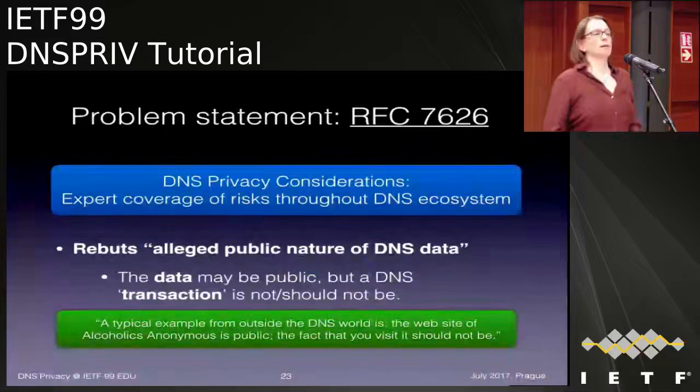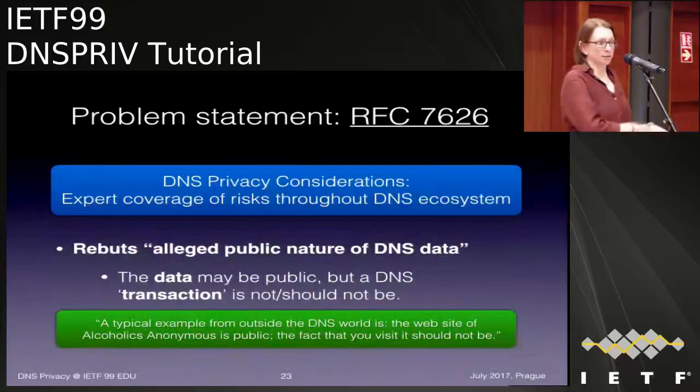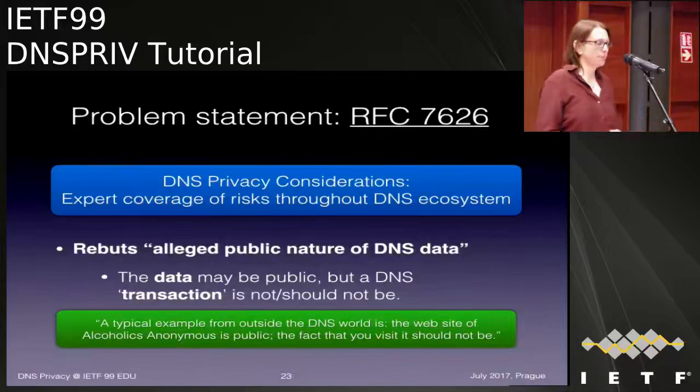So the first piece of work that DNSPRIV really did was to produce a problem statement. RFC 7626, I really recommend this. It's really well written, it's really good reading. And it does in much more depth what I did in a few slides, which is to walk through the ecosystem of the DNS and present all the places where there is risk and leakage of information.